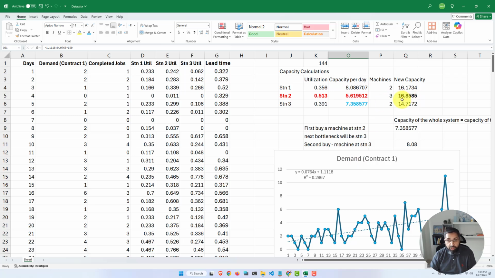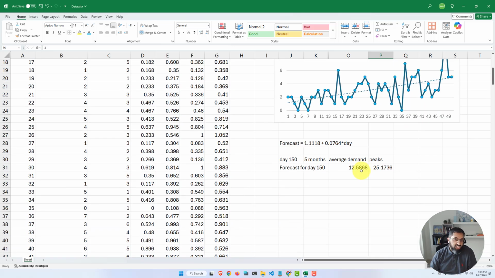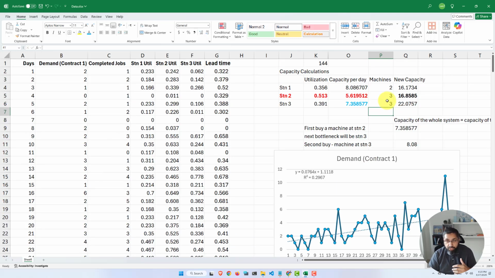And then you have to think about, okay, if you buy another machine here, the system capacity will go up to 16. Do you really want to buy another machine to go from 14.7 to 16? That's a very small jump in capacity. Why? Because when you buy a third machine here, this station jumps to 22, but now this is the bottleneck, right? Then this is the capacity of the system. So buying another machine here, I don't think it's worth it, but you can do break-even analysis.